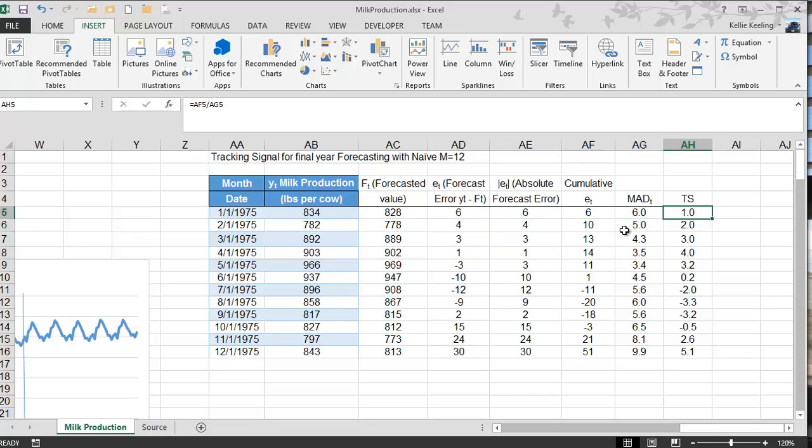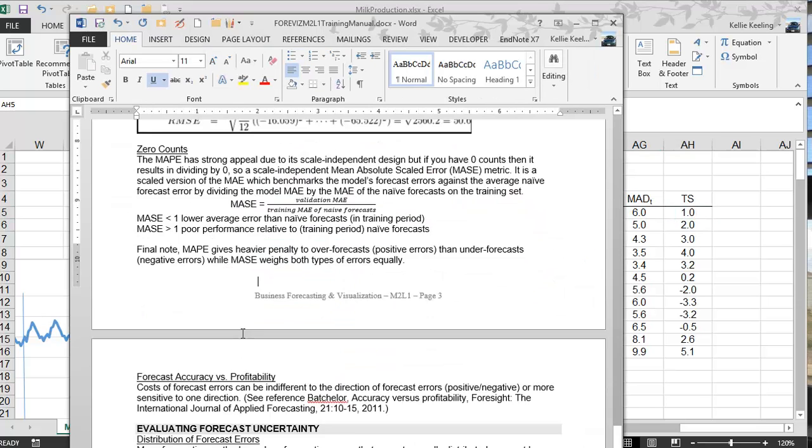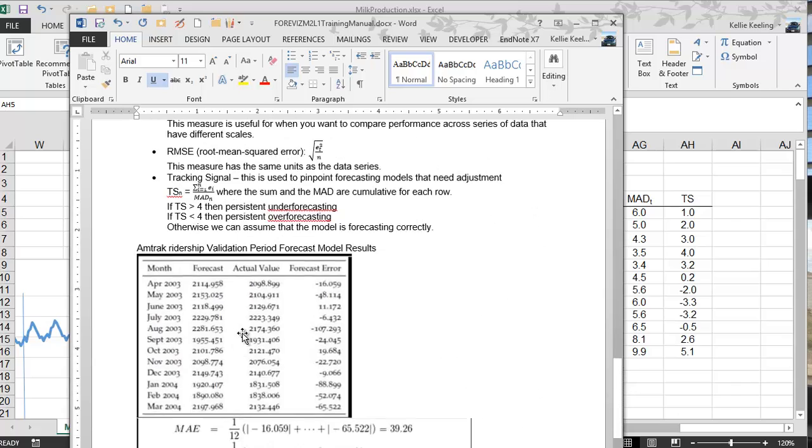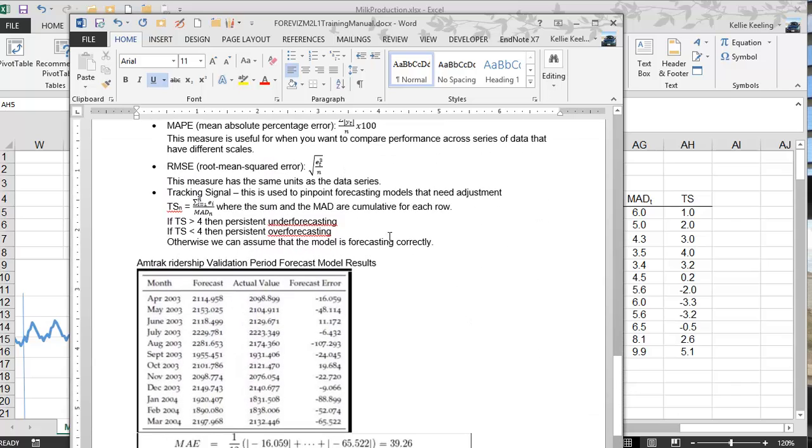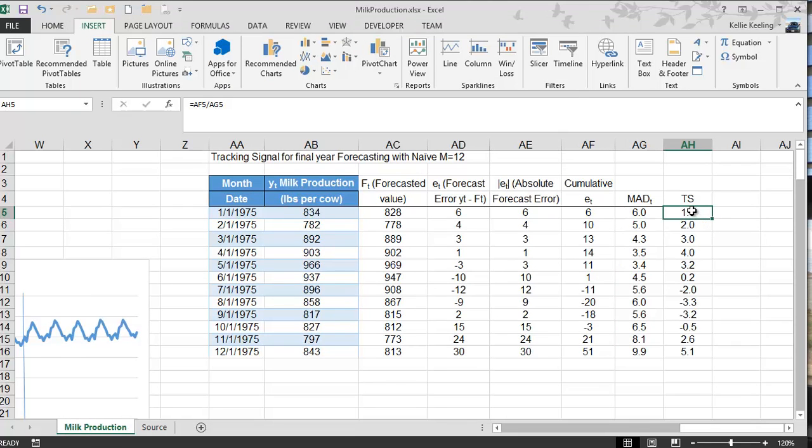From that, for our tracking signal, let me get back to our formula over here. We're going to take the running sum, or the cumulative sum, of the errors divided by a cumulative MAD. So we're looking at the mean absolute deviation, and we're going to compare that to see if it's within 4. If it's greater than 4, we see under forecasting. If it's less than 4, then we see some over forecasting.